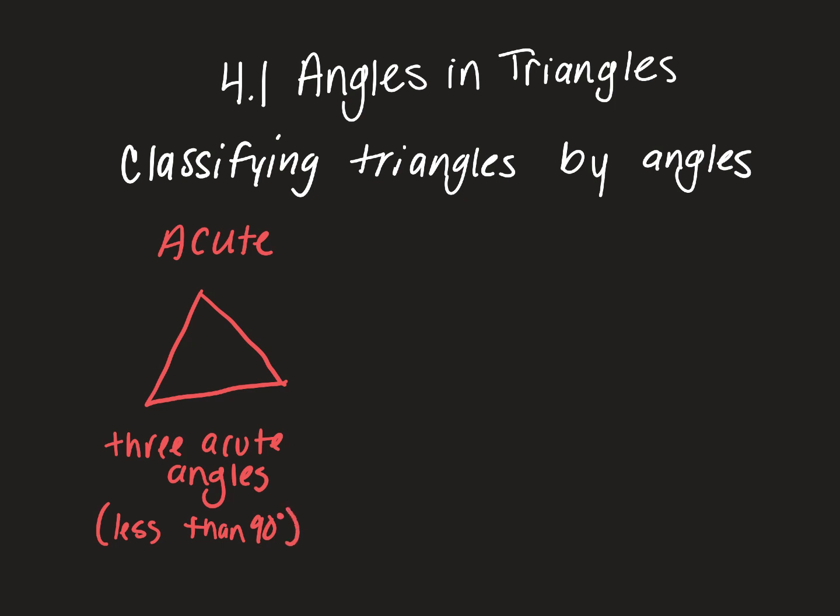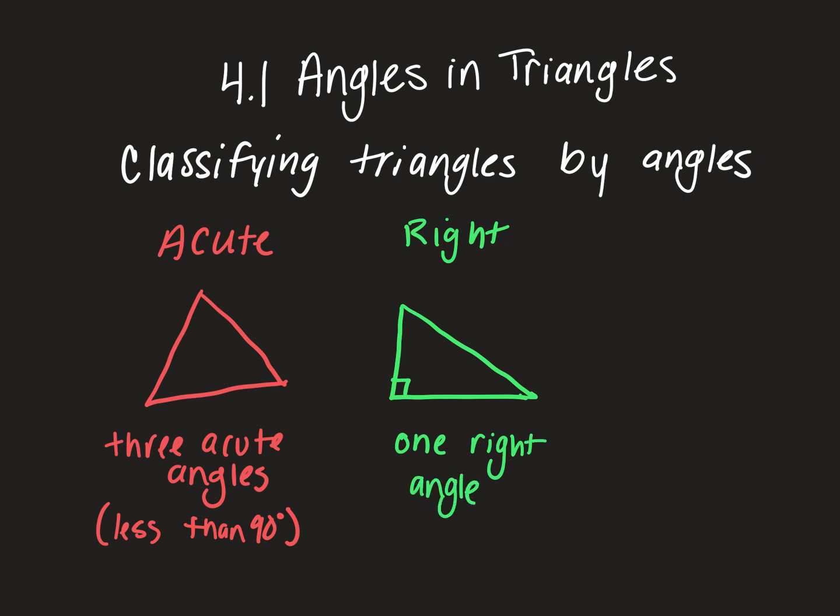I'm sure you did, but we just go back over it real quick. Our next one is right. A right triangle has how many right angles? One. And a right angle is how many degrees? 90. Good.